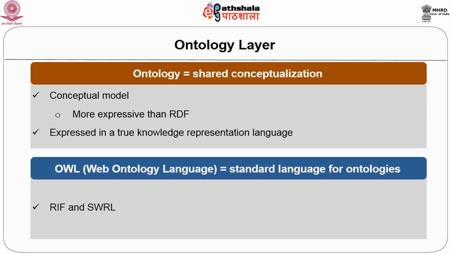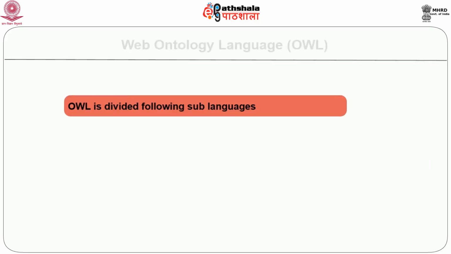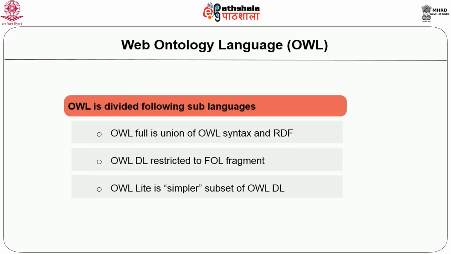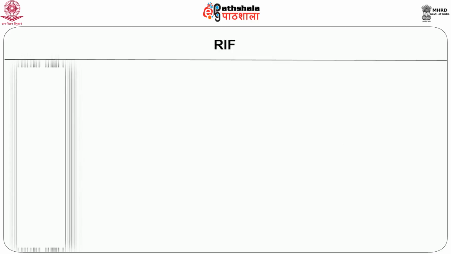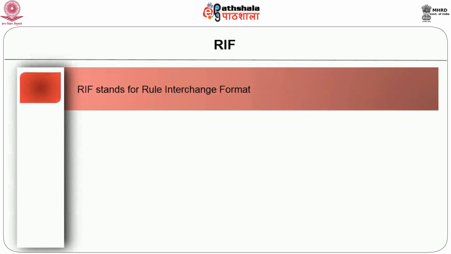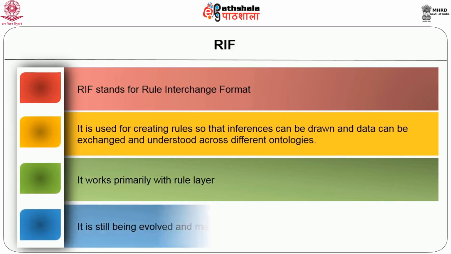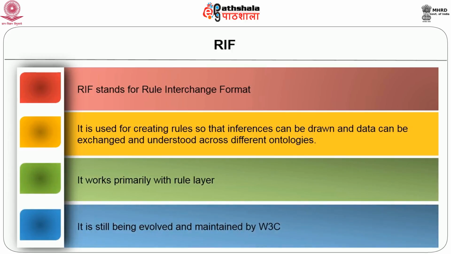Now, earlier I have shown animal examples and all that. From here, web ontology or OWL is of three types: OWL Full, OWL DL and OWL Lite. And RIF stands for Rule Interchange Format. It is used for creating rules. Rules mean inferences that can be drawn. There are a lot of inference engines available in the software itself, reasoners I should say. Data can be exchanged based on the reasoner. It works primarily with the rule layer. It has been evolved and maintained by W3C.